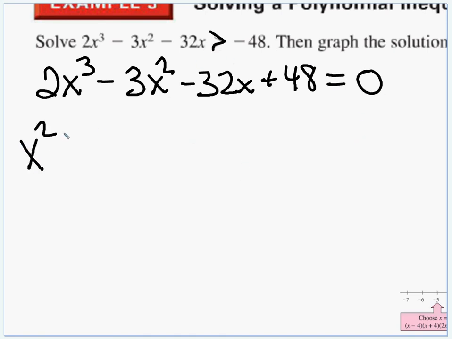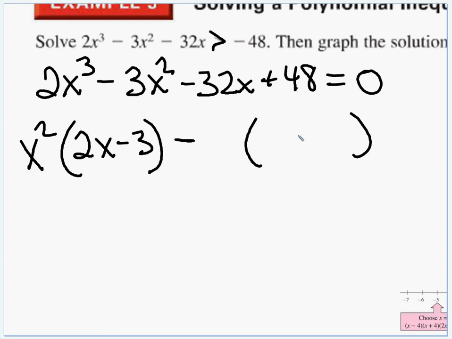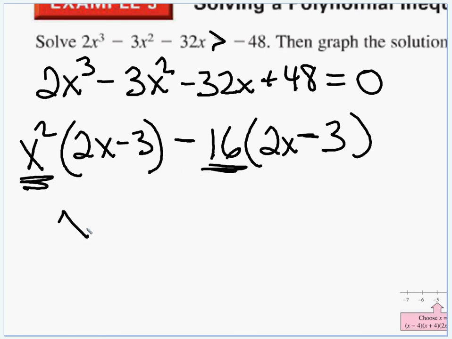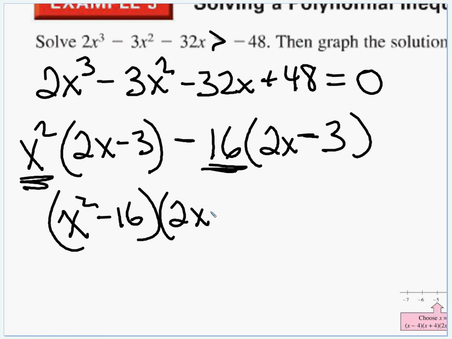First, pull out an x squared, leaving a 2x minus 3. If it's going to work here, we're going to factor out a negative number, so that'll make this a minus, and we need a 2x minus 3 in here. What would we factor out? Well, 16. 16 times 2 is 32, so there's our 2x. 16 times 3 is 48, there's our 3. So here we've got an x squared minus 16 factor, and we've got a 2x minus 3 factor.